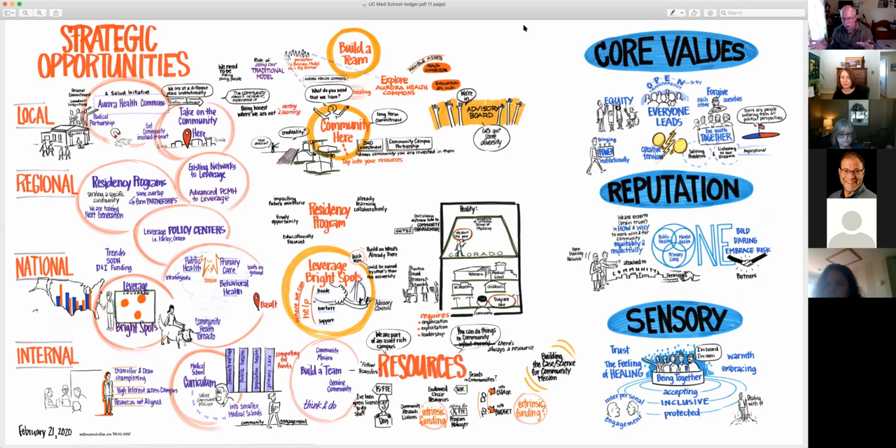to, in small groups, imagine and discuss and then draw. We were asked to draw what we thought the missionary ought to be known for in terms of core values, in terms of reputation, and then sensory, which is probably the hardest one to explain, but it was this notion of when somebody interacts with our mission area or people involved with our mission area, what should they feel on a sensory level? What should they experience?